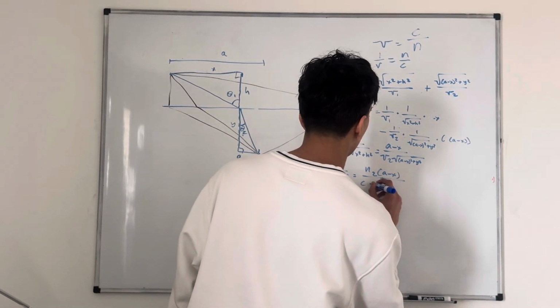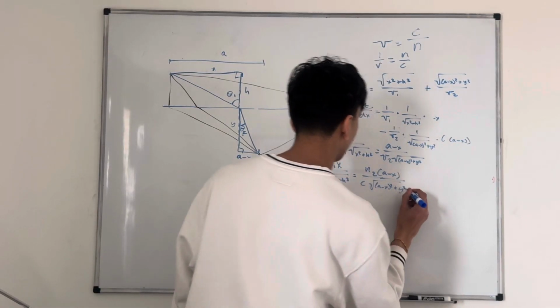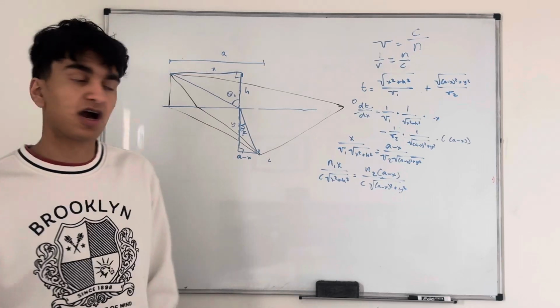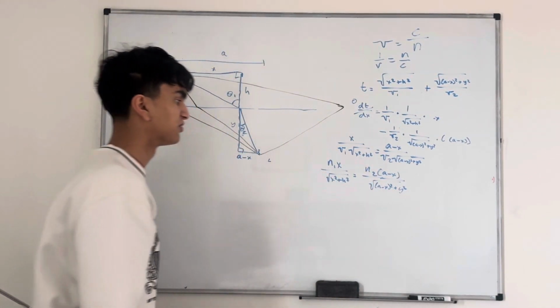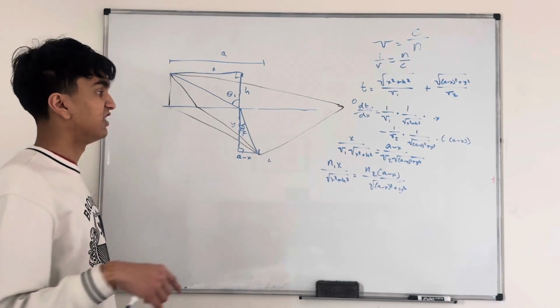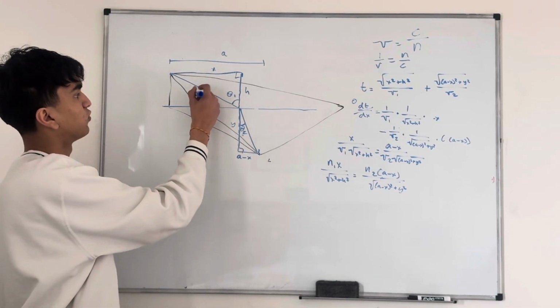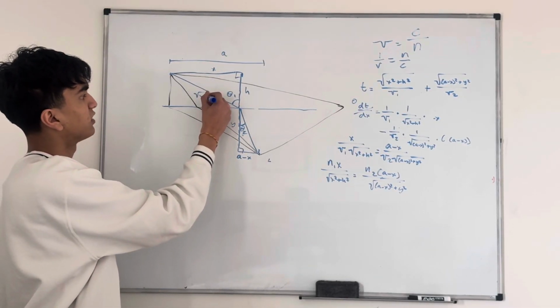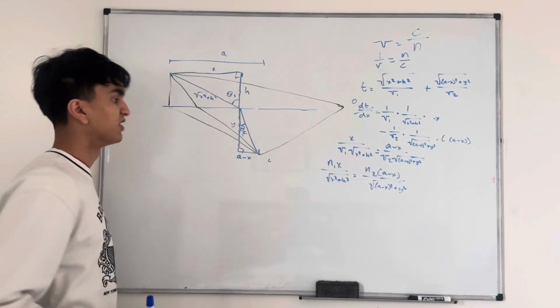N2 over c times square root a minus x squared plus y squared. The c's drop, right, because they're both constants. It's just speed of light in a vacuum. And maybe you can kind of see where this is going. X over square root x squared plus h squared, that is just sine theta 1, right? This distance is square root x squared plus h squared. So the sine of this angle is the opposite x over that square root.